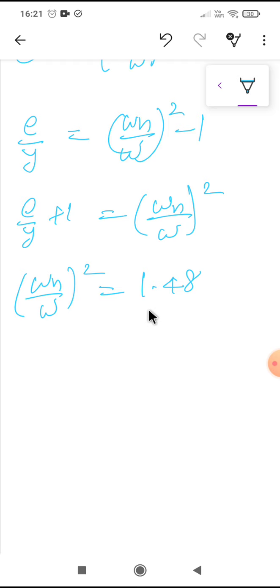Now when y is positive, it corresponds to the speed omega 1, and when y is negative, we consider the other case. When I take the square root on this side, it will be plus or minus. So omega n by omega is equal to plus or minus under root of 1.48. We will get two answers here, so we have to find two omegas. Let me take omega 1 and omega 2.